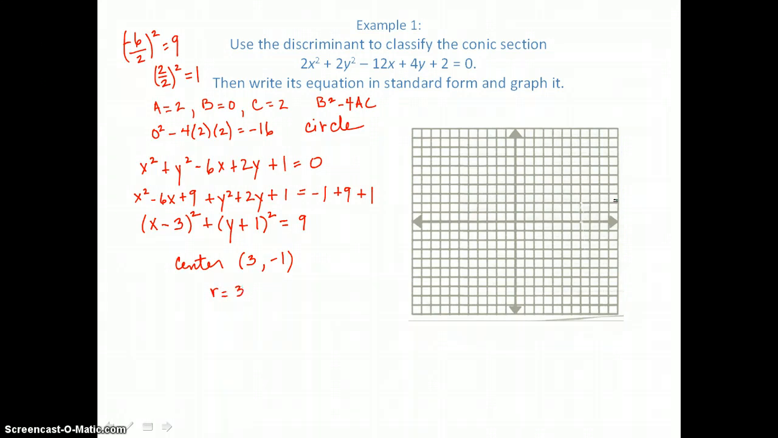So now I'll graph that center of 3, negative 1, and I'll use the length of the radius, 3, to go up 3 units from that center, left 3 units, down 3 units, and to the right 3 units. And then draw this circle through those 4 points.